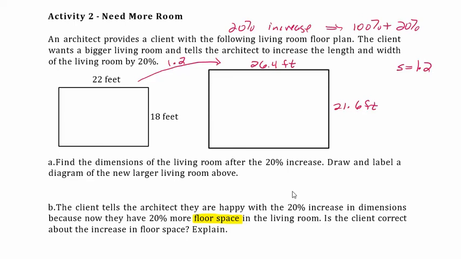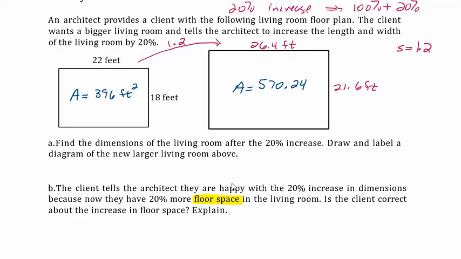Let's go check it out by looking at the areas. So the area of the original is 22 times 18. 22 times 18 is 396 square feet. The area of the new floor space is 26.4 times 21.6, which is 570.24. So now there's two different ways that we can look at figuring out the percent increase.